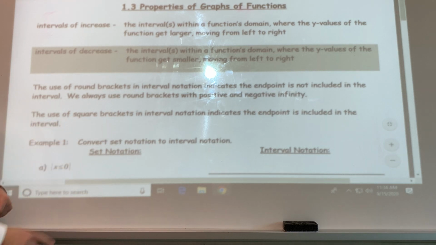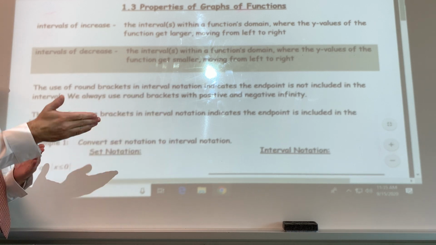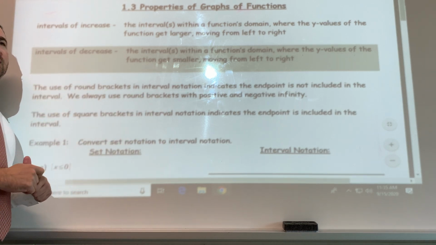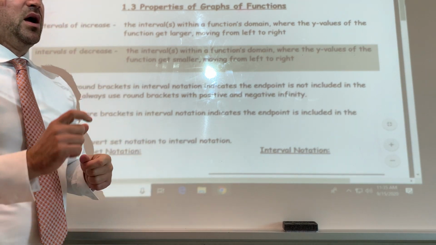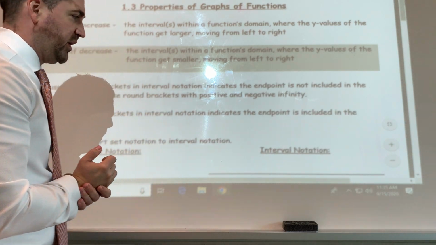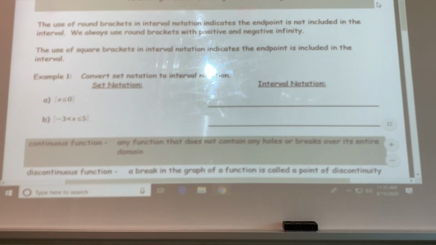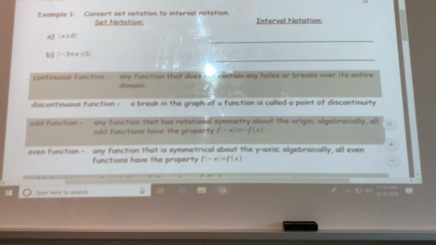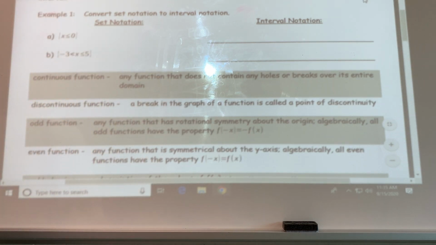The use of square brackets in interval notation indicates the endpoint is included in the interval. This is the same as what we did with the number line in yesterday's lesson for absolute value, where we put the closed circle if it's including the value and an open circle when we do not include it. Okay, I just want to increase the page. I apologize for the little glare that you have in the middle of the screen.